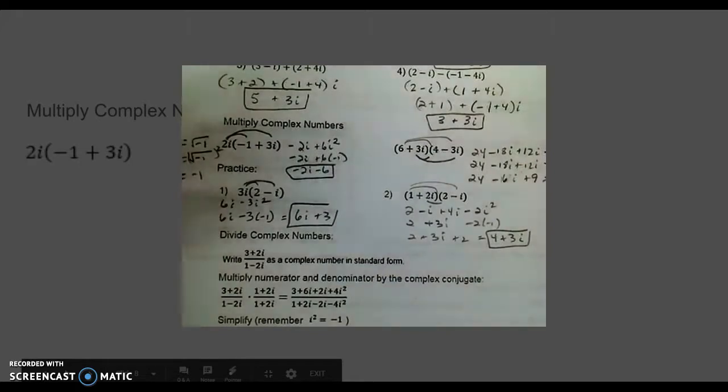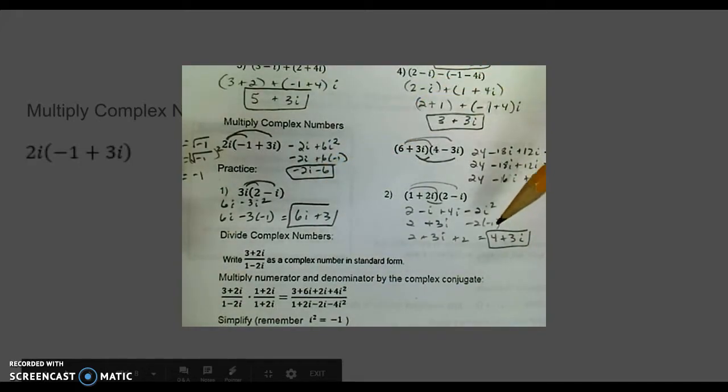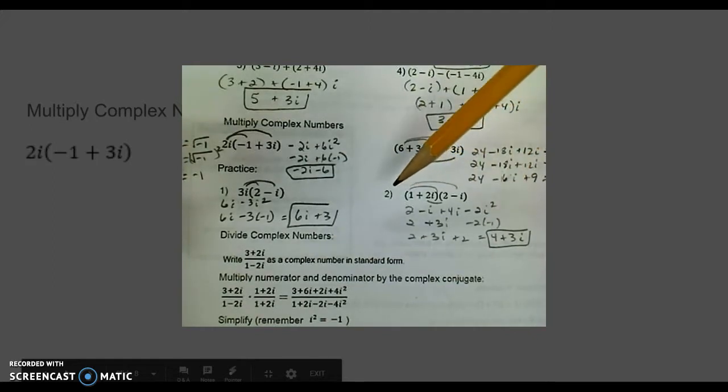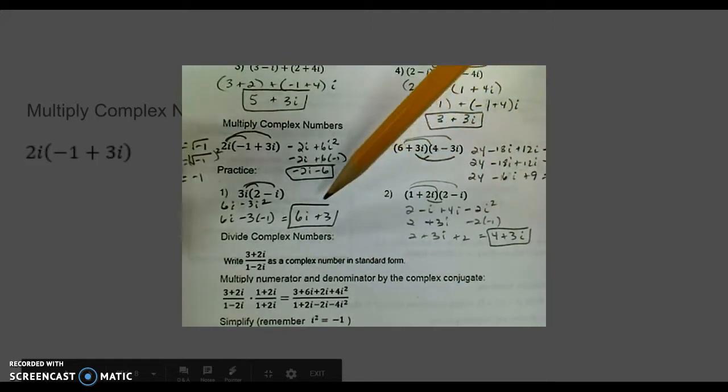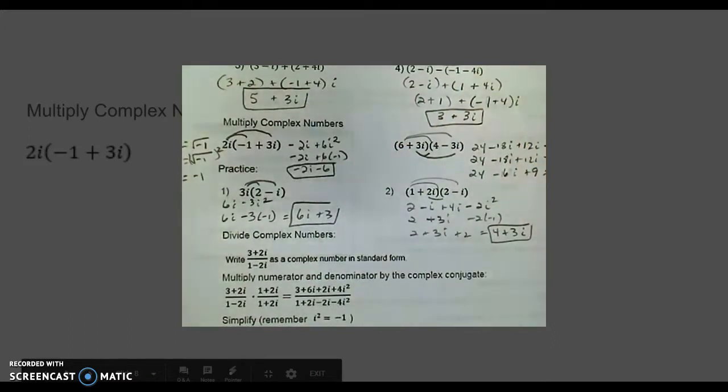So take a moment to check your work on the practice problem. Number 1 is 6i plus 3, or in standard form, 3 plus 6i, and number 2, 4 plus 3i.